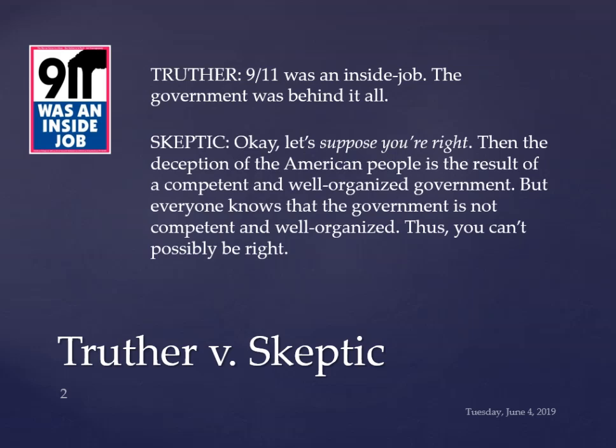Now there's somebody named Skeptic who objects to this, right? But instead of just yelling at Truther, he says, okay, let's suppose you're right. Let's suppose you're right. Then what follows from the assumption that we're going to grant you here is that the deception of the American people is the result of a competent and well-organized government, right? But everyone knows that the government is not competent and not well-organized. So you just can't possibly be right, Truther, right?